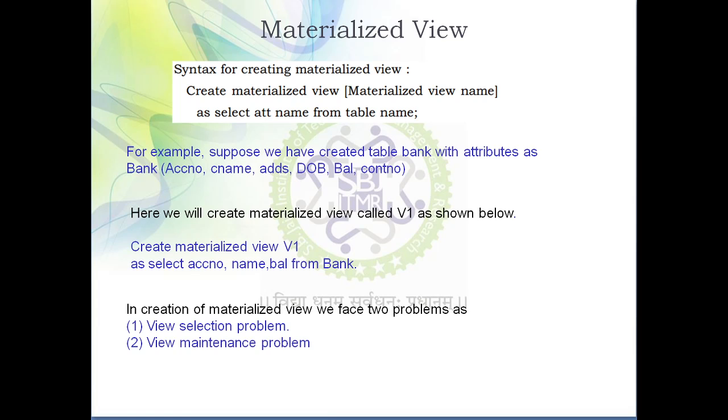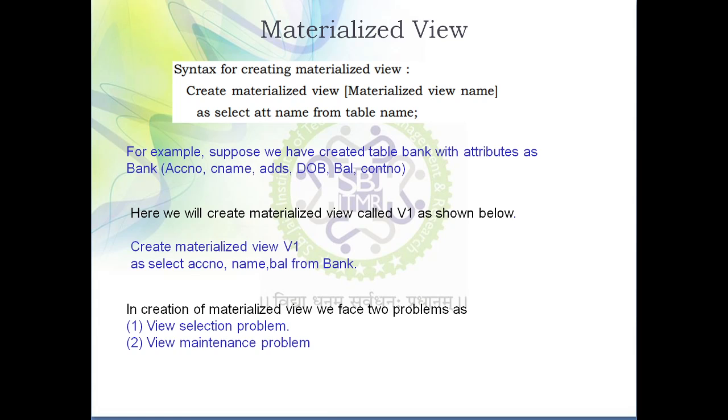Now finally I will summarize the major differences between a view and a materialized view. The very first difference: a view is virtual in nature, whereas a materialized view is physical in nature. What is the main objective of view creation? Security. What is the main objective of materialized view creation? To save query retrieval time.